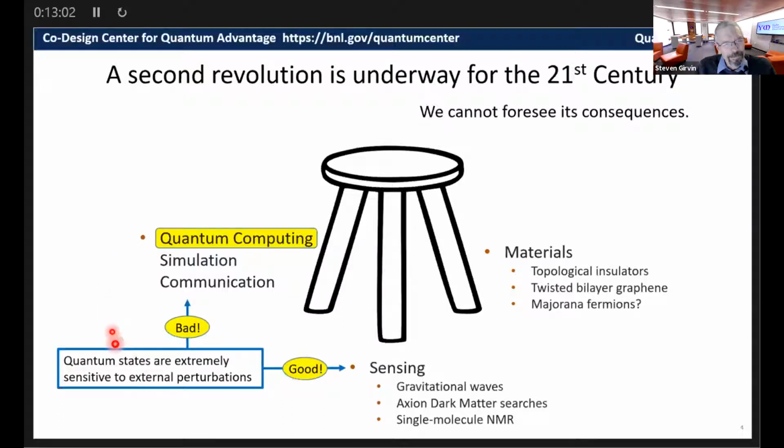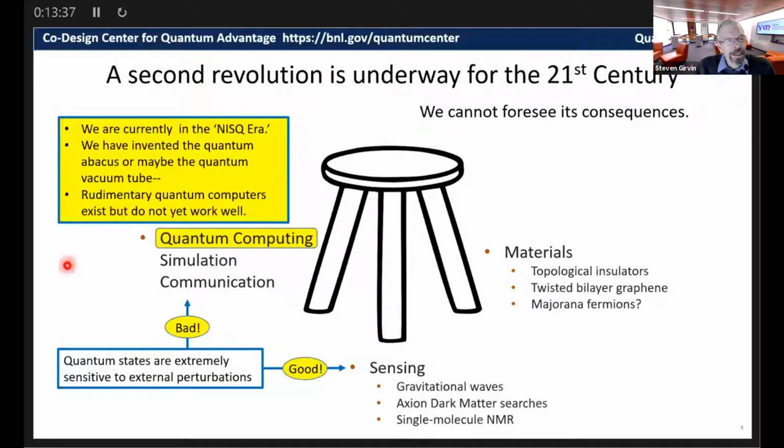Now, quantum states do hold information in ways that we now understand much better than before, but they're extremely sensitive to small perturbations and the fact that when an observer observes something about a state, it changes. That's extremely good if you're trying to build a sensor. It's extremely bad if you're trying to build a quantum computer. So this is the engineering challenge that we're facing in the computing world.